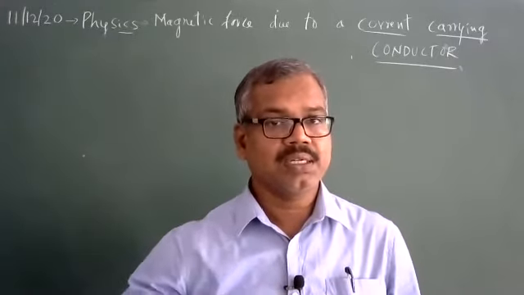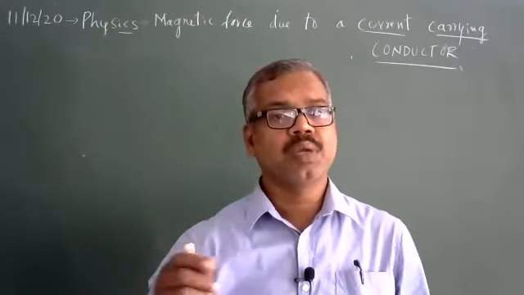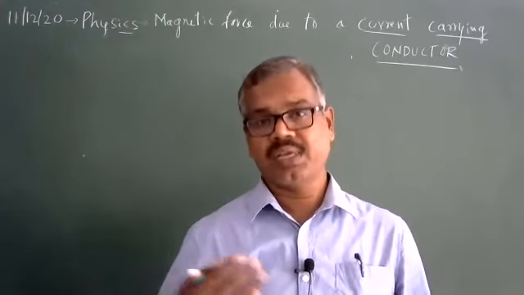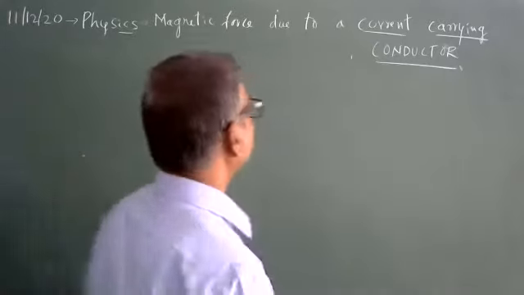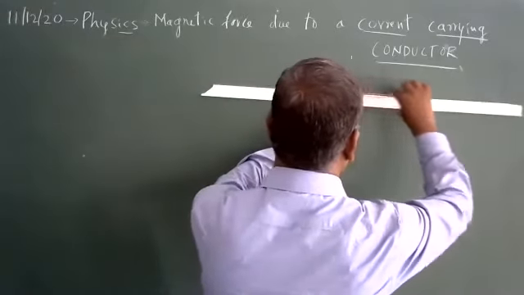You have a conductor, the conductor is supporting current in it. When a conductor is supporting current, charges are moving inside the wire, electrons are moving inside. What is the magnetic force on it due to a current in a wire? Now think you have a small wire of certain length.